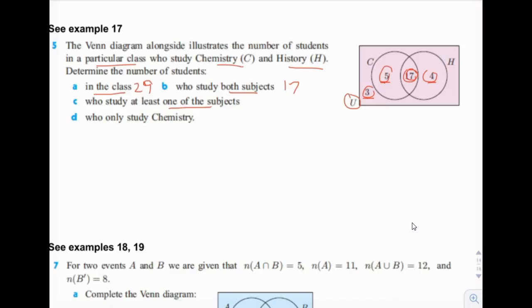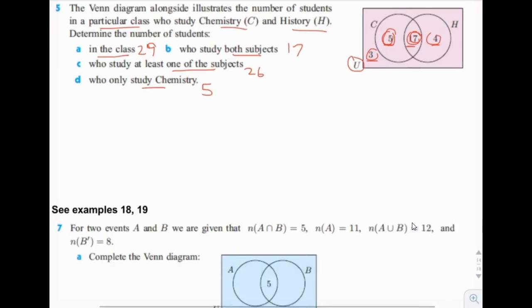People who study at least one of the subjects. Now we put down 26, because that would be the 5 people that study chemistry only, the 17 people who study both, and the 4 people who study history only. What about the people who only study chemistry? That would be 5 people, right? That would be the 5 people here, and it wouldn't be these 17 people, because these 17 people study both history and chemistry. Okay, moving on.